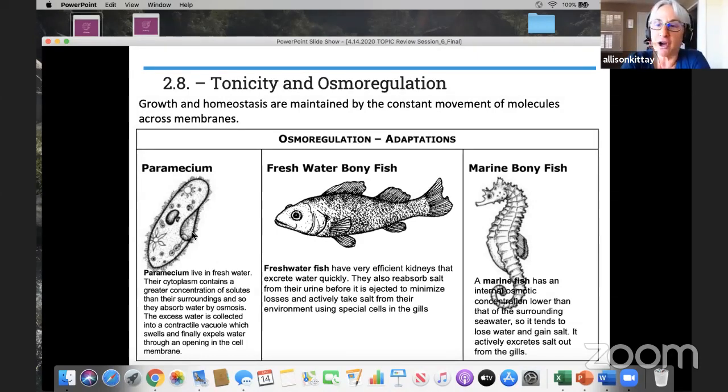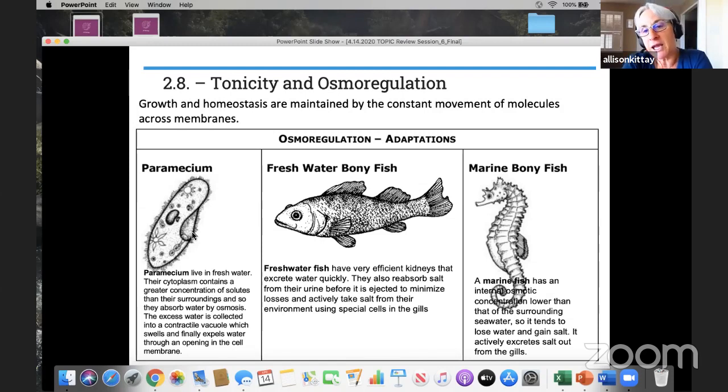So freshwater fish obviously are kind of like the paramecium, but they're multicellular. So they have solute hypertonic concentration compared to the water that they live in. And they have two adaptations that help them maintain their osmotic balance, which is they have super efficient kidneys, so that excretes the water quickly, kind of like those contractile vacuoles, but they also reabsorb the salt that's in their urine before they excrete their urine. And then that minimizes the losses and actively takes salt from their environment. By bringing in that salt can make them minimize the loss of that salt in their cells.